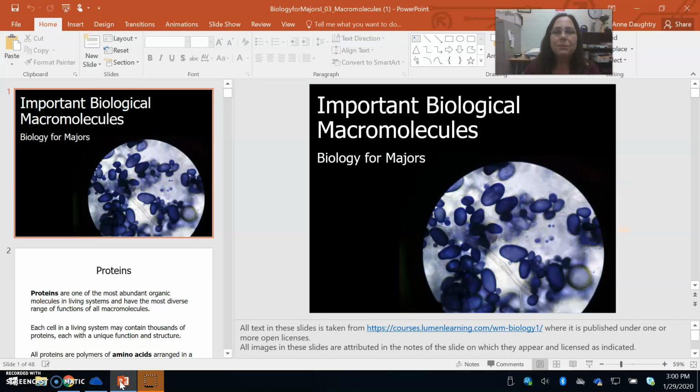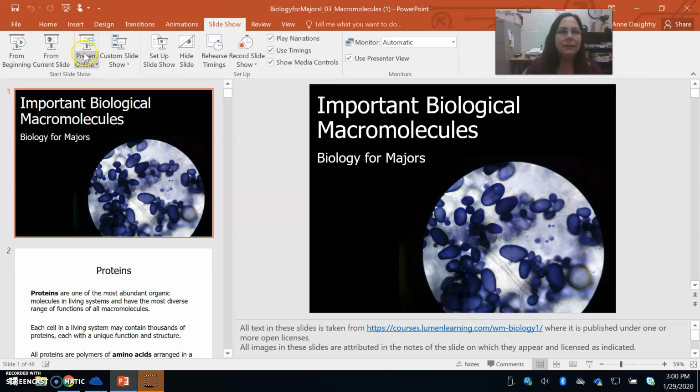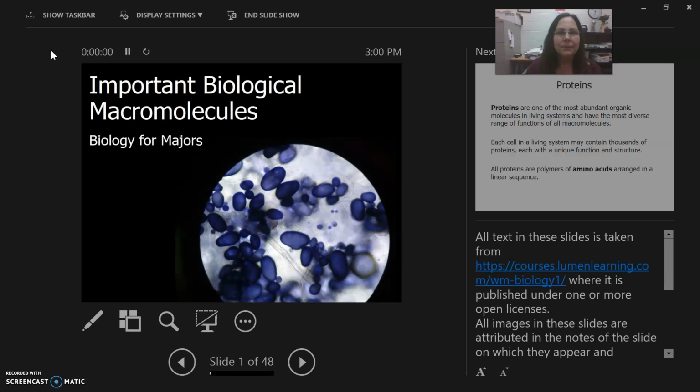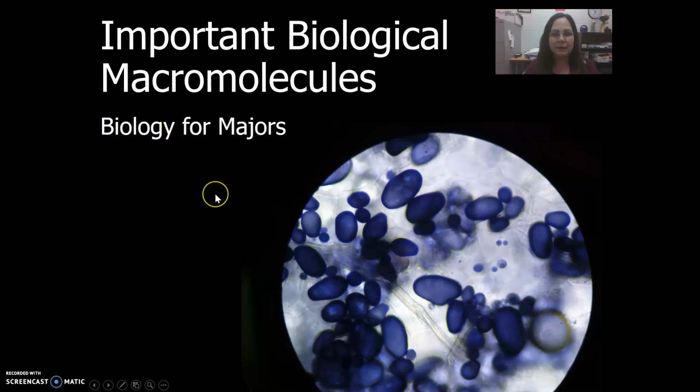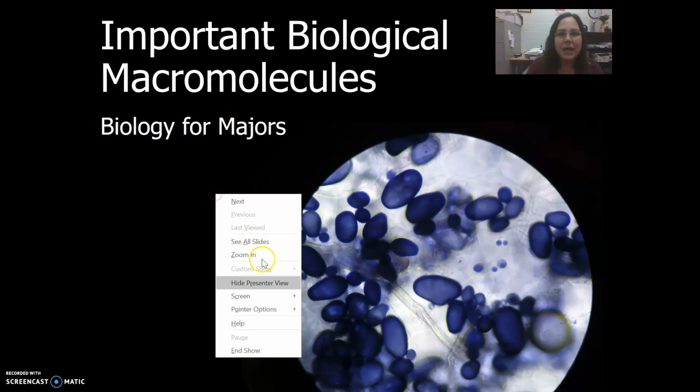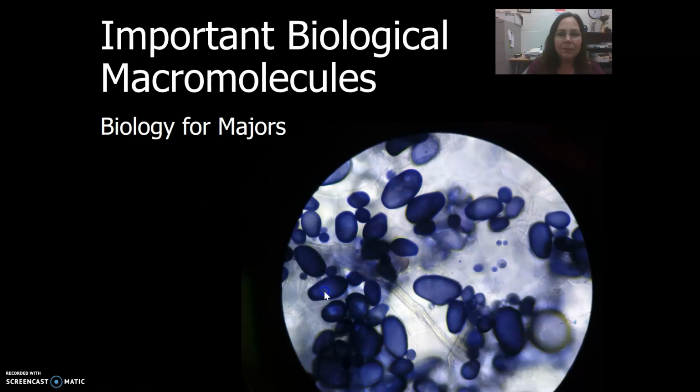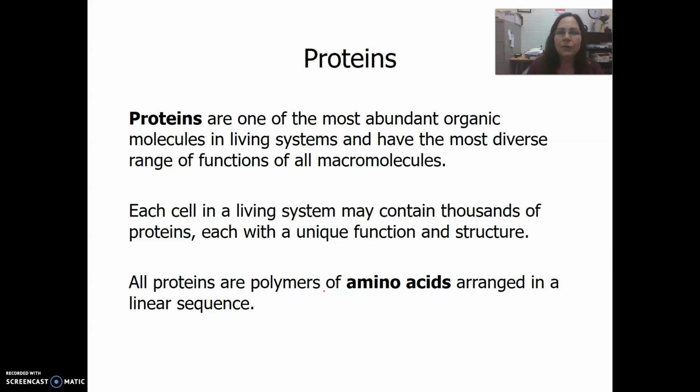This is part one of the lecture on important biological macromolecules. This is chapter 3. All right, there we go. So this is another chemistry chapter, but we're focusing on macromolecules. And there are 4 macromolecules: carbohydrates, proteins, nucleic acids, and lipids.